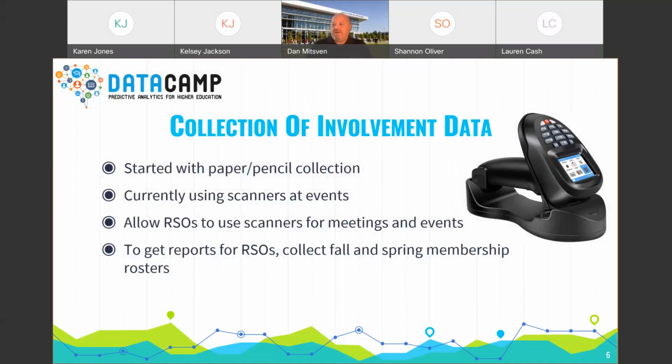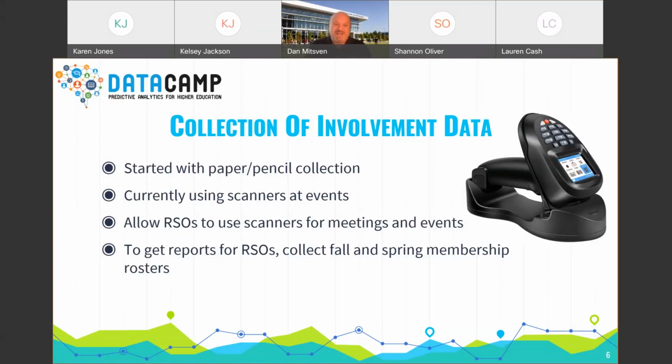So we really started with just paper and pencil collection. We'd go out to an event, we'd have a list, and students would write their ID numbers down, or we'd write them down for them. That's not really a very good method, because you have to take that list and type those into a spreadsheet, and there's just a lot of room for error. Plus, a lot of students think they know their student ID numbers, but they really don't. They'll write down wrong numbers or just make up numbers when they attend events.